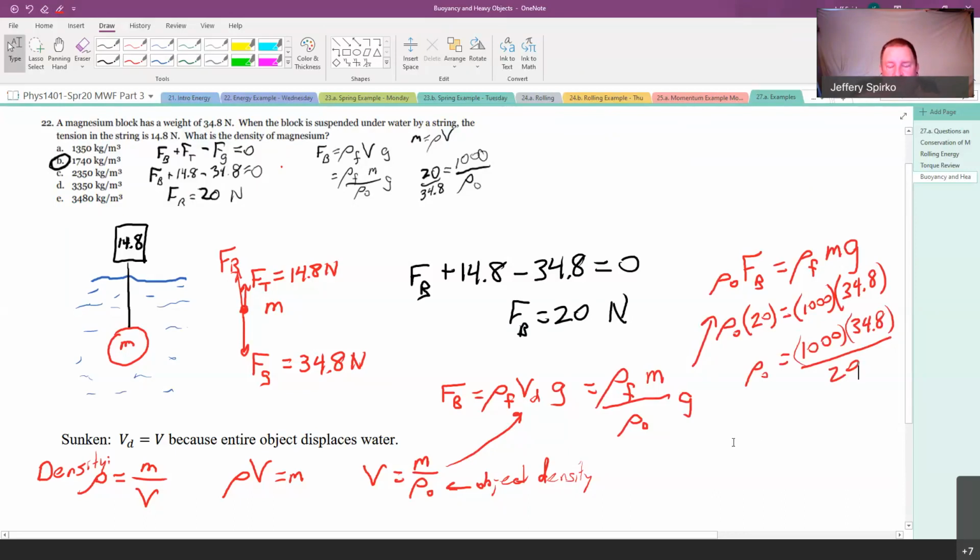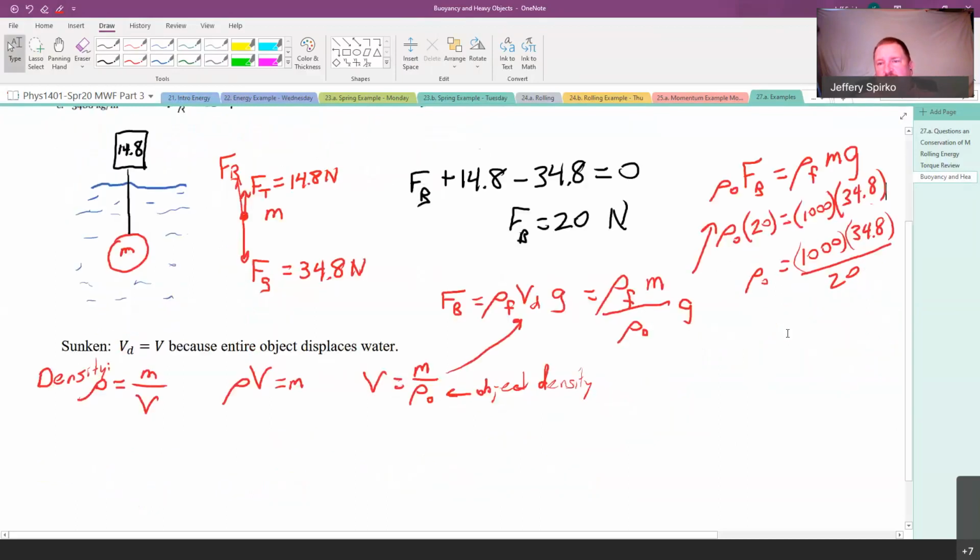So the force of buoyancy is proportional to the weight of the object. And the proportionality between them is related to the densities of the object and the density of the fluid. You could also take this and make it look like force of buoyancy over mg is equal to density of the fluid over density of the object.